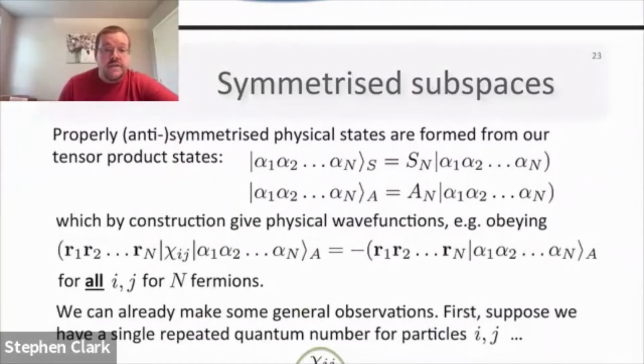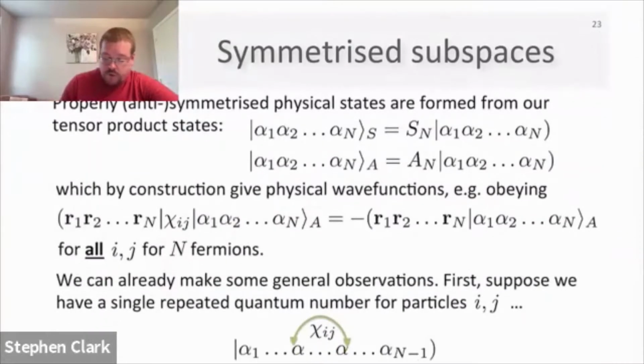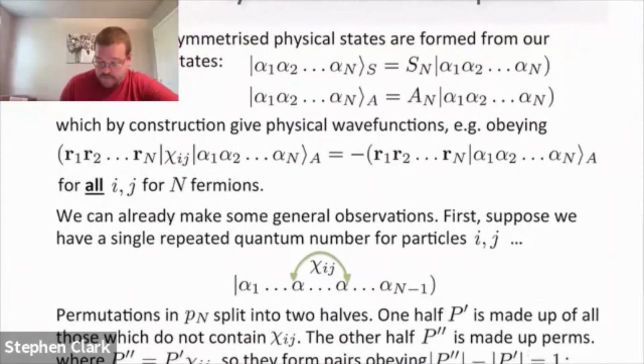So that means that if we want to have physical states, we should symmetrize many-particle states or anti-symmetrize them. And by construction, because we've anti-symmetrized them, we will always get a -1 if we do any exchange in the case of fermions, or we'll get +1 for bosons.